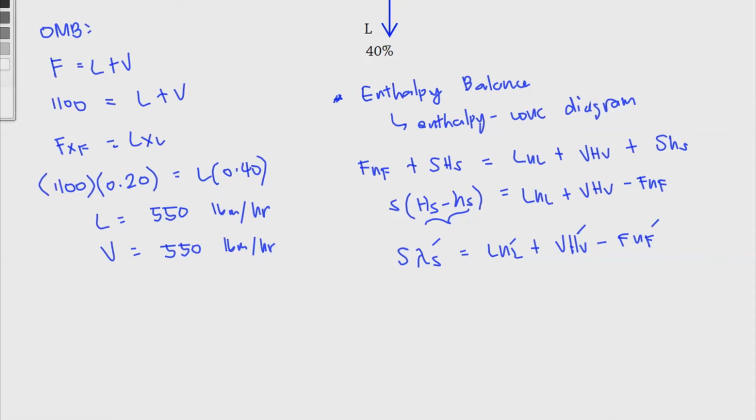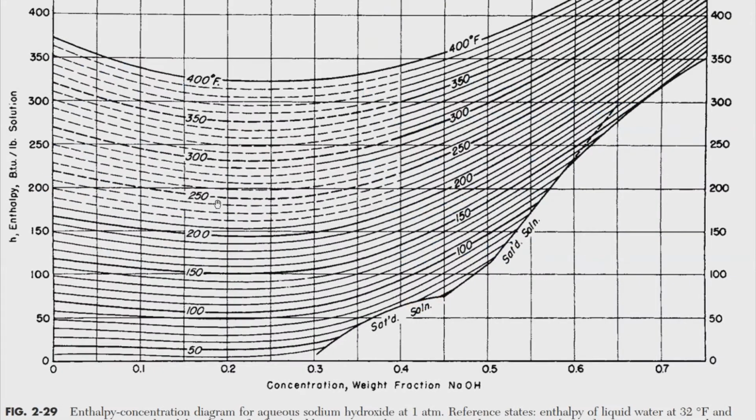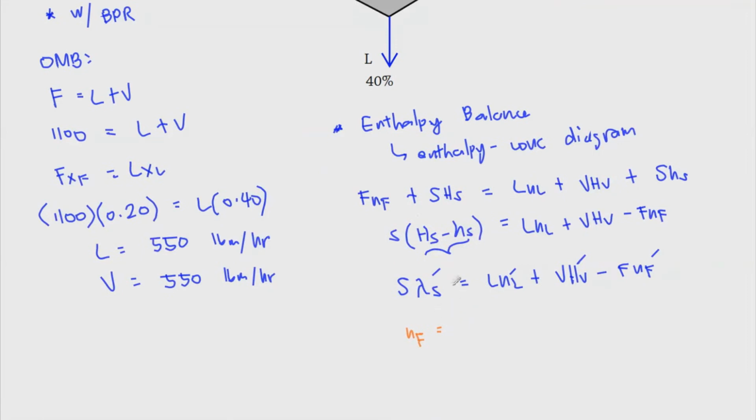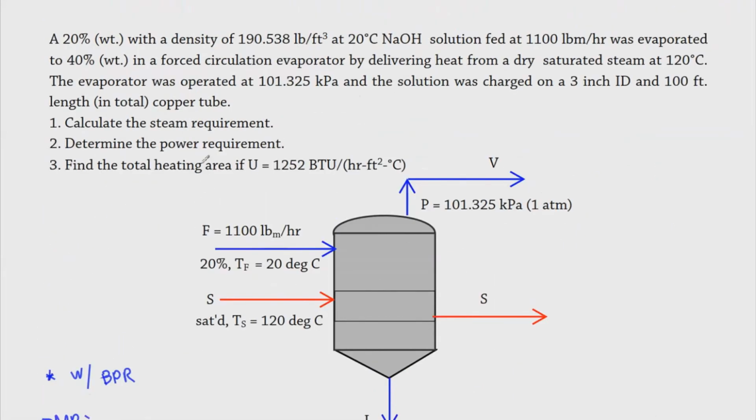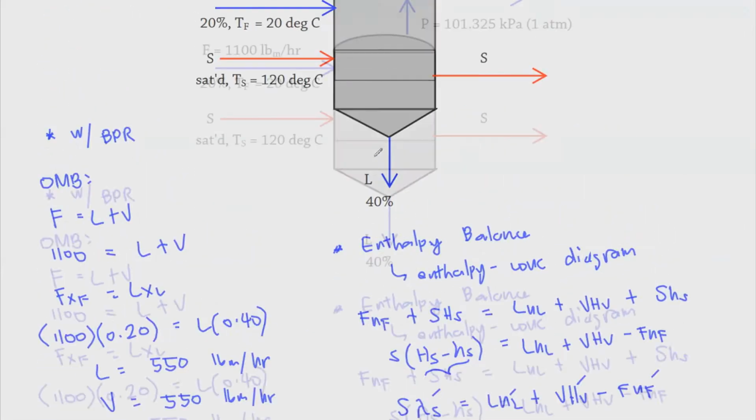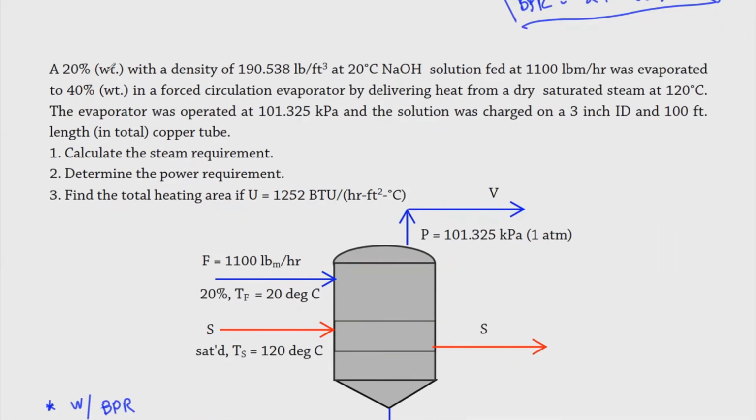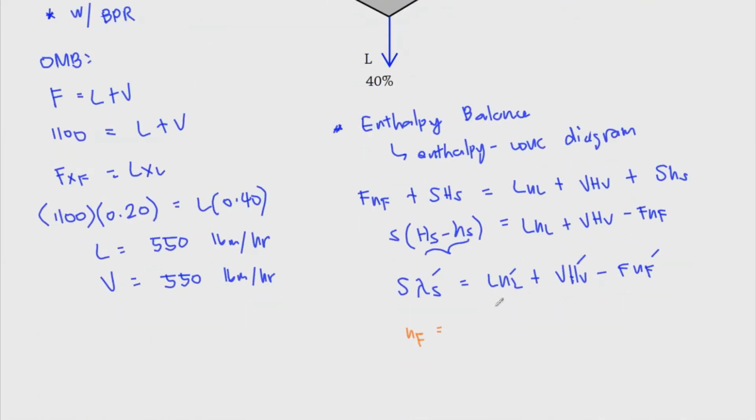So I'll be using a different color, and let's make it orange. So H sub F, so that we get some complementary colors here. H sub F, it says here that it's a concentration enthalpy diagram. What you need here is the concentration or the weight fraction of your sodium hydroxide, and in this case that's 20% weight. Now, if the problem states that this is actually in mole fraction, then you should be converting that. But since this is already weight percent, we can use that.